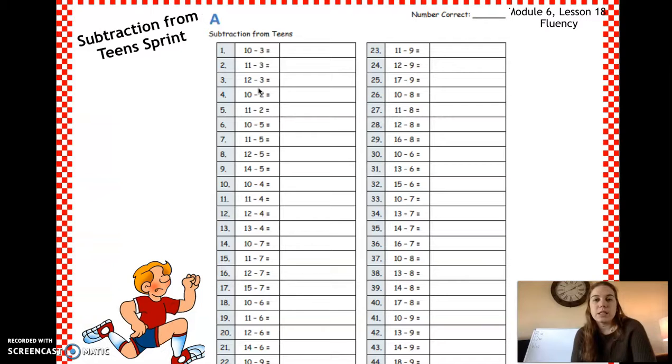So here is our sprint for today. Remember, you need to start a timer for 2 minutes for your sprints. Once the timer is up, you put your pencil down and you get to move on to part B. Good luck.